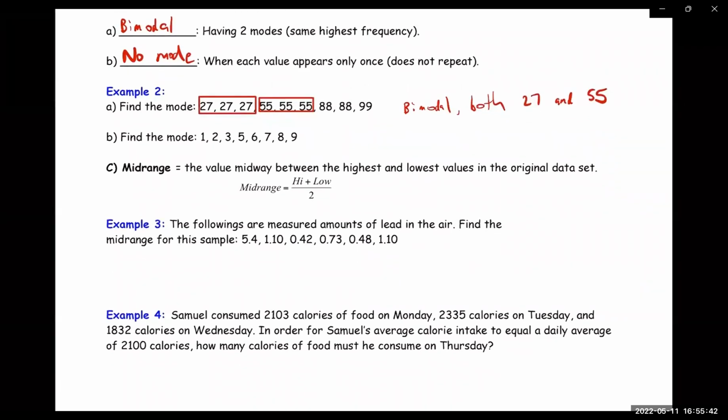All right, what about the mode for the next one? There are no repeats, right? No. So therefore there is no mode.